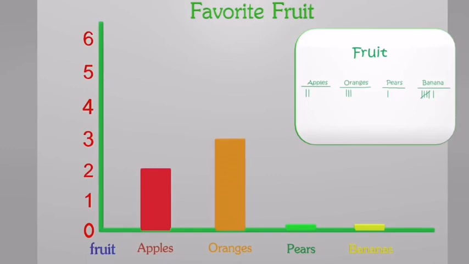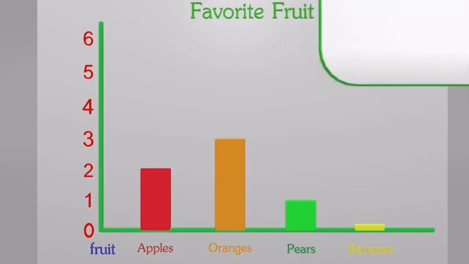Now how many people liked pears? We had just 1 that liked pears, so the bar goes up just 1. The last one is bananas. There were 6 people that liked bananas, so the bar goes all the way up to 6.